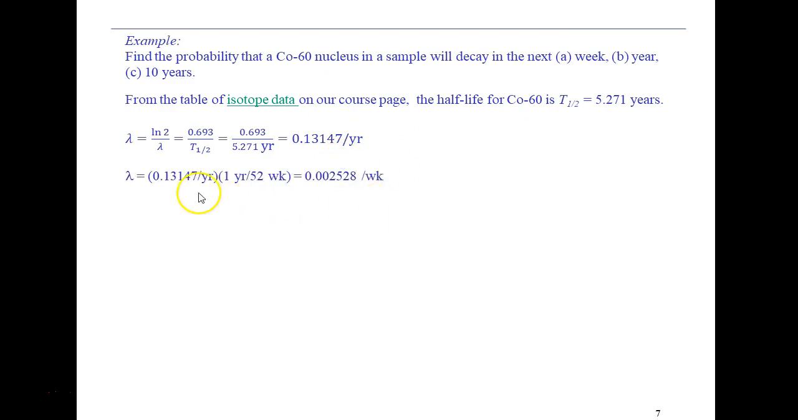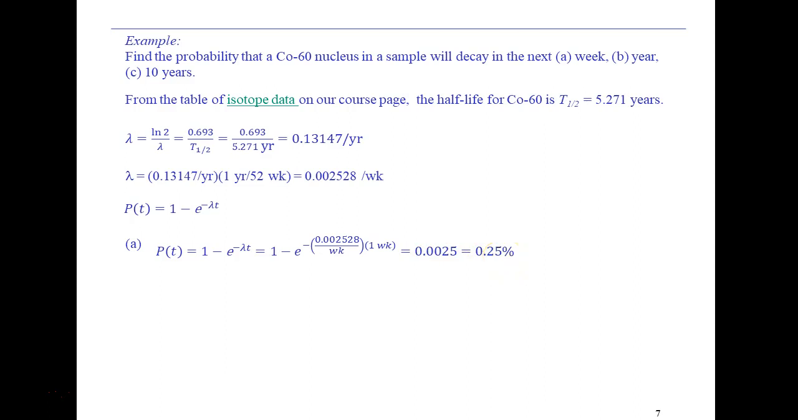What I did is I found out what lambda is in inverse weeks by multiplying by the conversion factor. 1 year is about 52 weeks, so that'll be close enough. Now I can use this equation for my different time units. My first one is 1 week. I put in 1 week for little t, and I put in my lambda in inverse weeks. I get 0.0025, which is 0.25%.